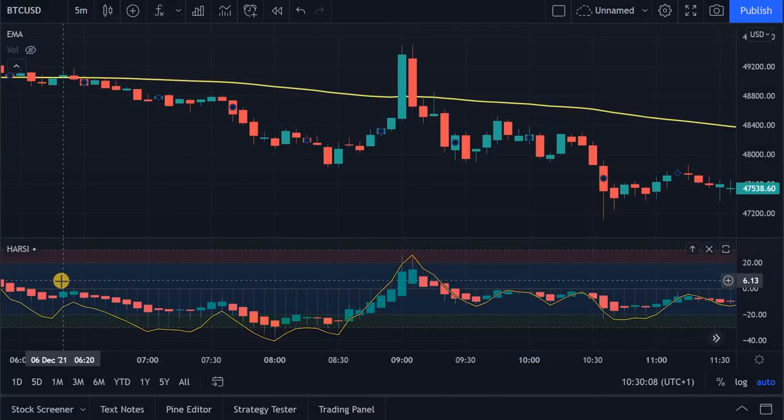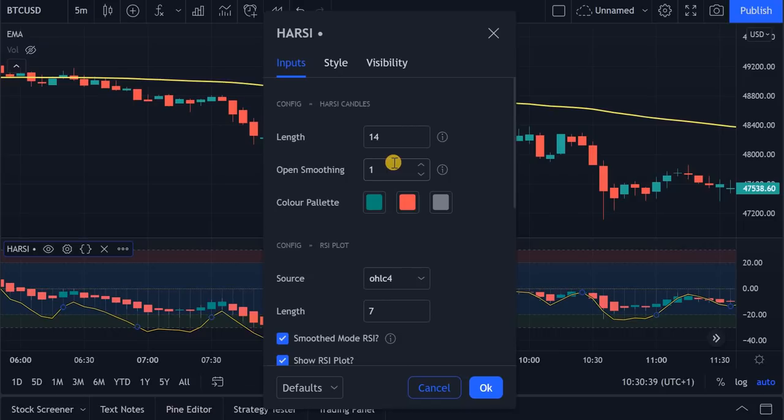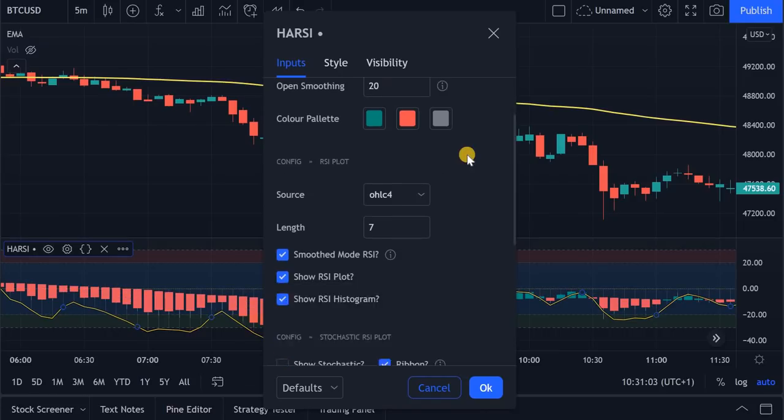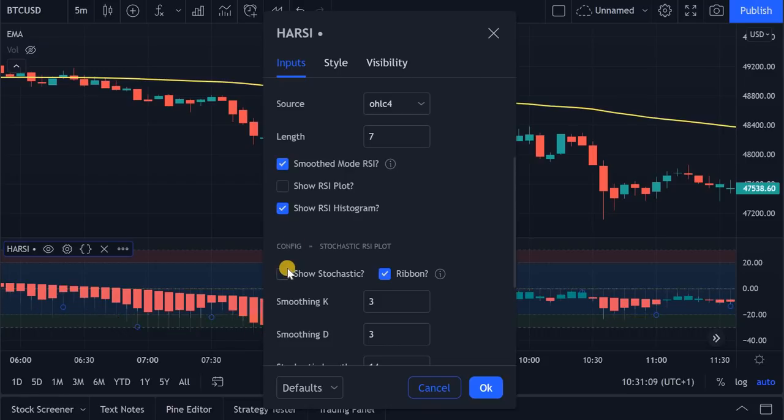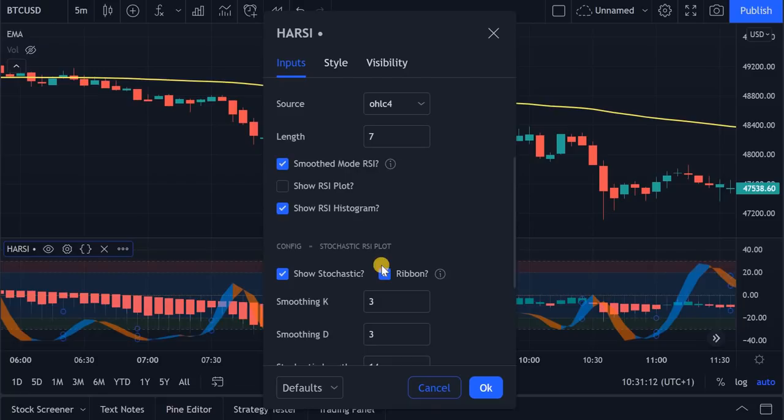Below the price right here is the Heiken RSI oscillator. The next step would be to go over to the settings and configure this indicator to fit perfectly with our strategy. I would go to the settings right here, and the next step would be to change the open smoothing to 20. Once you've done that, you scroll down. I would remove this right here and select the show stochastic, and also remove the ribbon right here. In this video, I am going to use the stochastic, the Heiken candles, and also the exponential moving average for my scalping strategy. Once you are done, you can go ahead and click on OK.